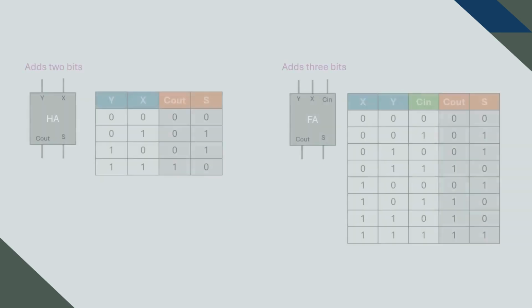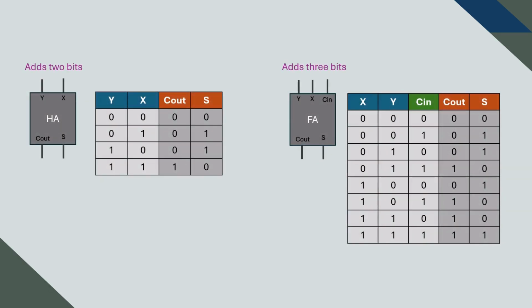A half adder adds 2 bits, and a full adder adds 3 bits, and it gives us a sum and a carry. For example, 1 plus 0 plus 1 equals 2 in decimal, or 10 in binary.